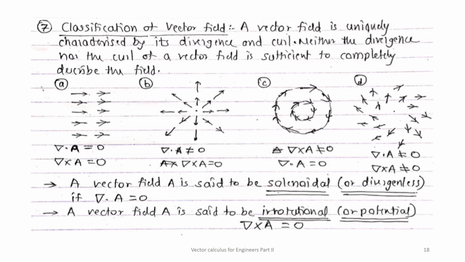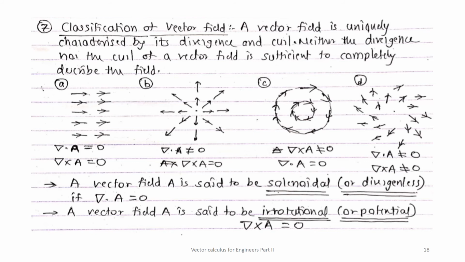Now here there is a classification of vector fields. From the diagrams you will come to know what the difference is. In the first diagram, divergence of A is equal to 0. There is no divergence, no outgoing vectors from a point. Rotation is not there, so curl of A is equal to 0. In the second diagram, divergence exists, so divergence of A is not equal to 0, but rotation does not exist, so curl of A is equal to 0.